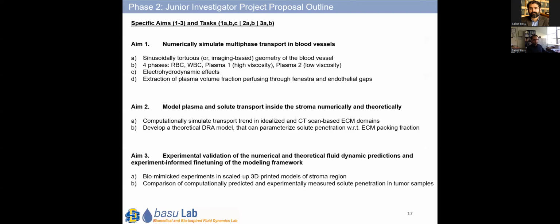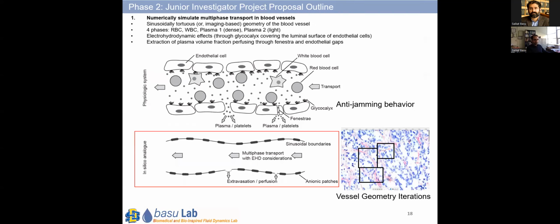So with that backdrop, I have structured the future project around three specific aims. Let's first go into aim one. Here we will develop a more realistic model for transport inside the blood vessel.